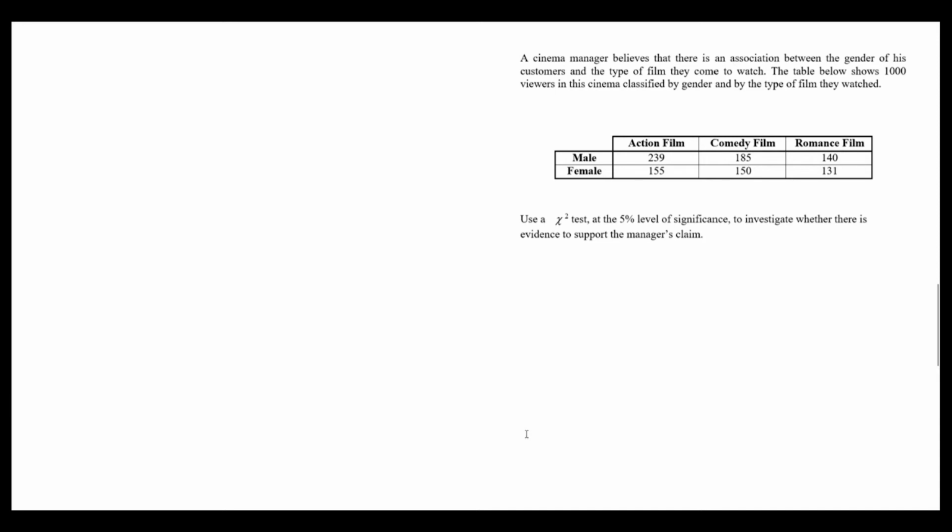In this question, we're told that a cinema manager believes that there is an association between the gender of his customers and the type of film that they've come to watch. The table below shows 1,000 viewers in his cinema, classified by gender and by the type of film that they watched. We're asked to use a chi-squared test at the 5% level of significance to investigate whether or not there's evidence to support his claim.